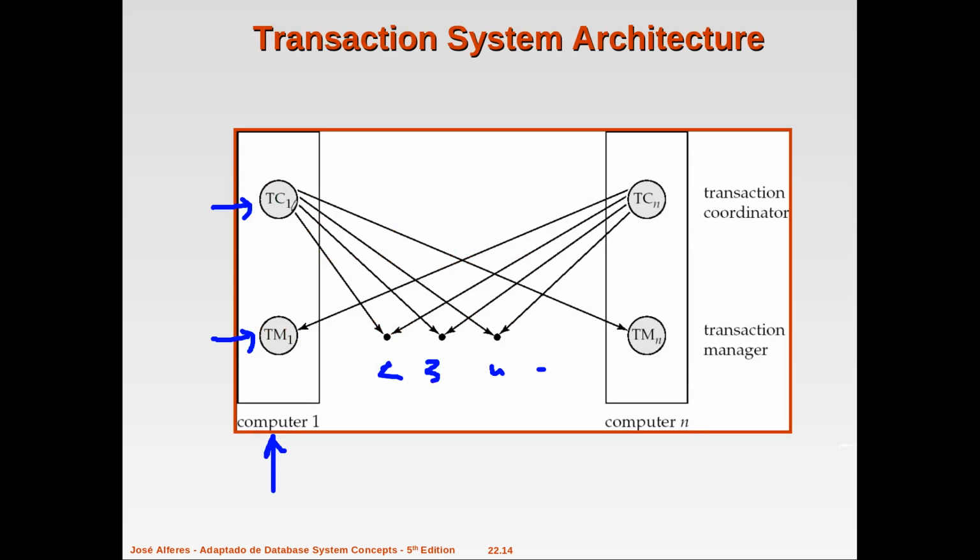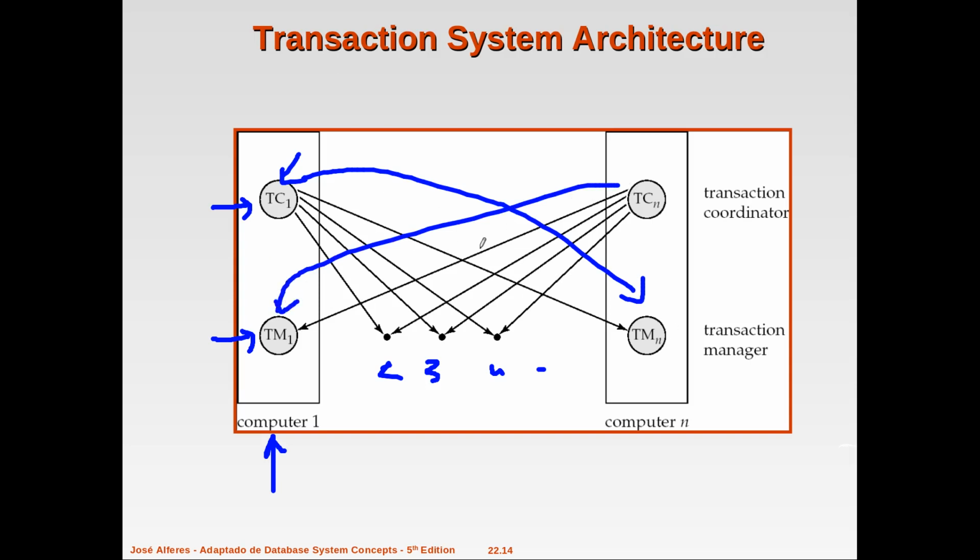Then the transaction coordinator, what will it be doing? It will be initiating the transaction, dividing that into different sub transactions, and communicating with other sites. It is communicating with the transaction manager of other sites. That is the major thing. The transaction coordinator of one site will be communicating with the transaction manager of another site. Similarly, the transaction coordinator of this one will be communicating with the transaction manager of another site.